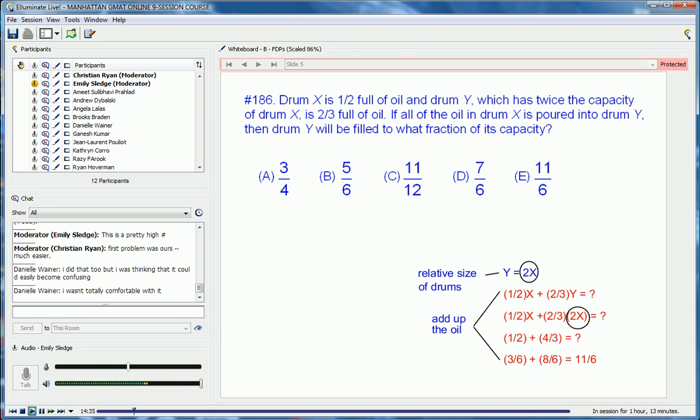I substituted for Y in that second row here. Then it's basically a fraction problem. 2/3 times 2 is 4/3. I've got to go to a common denominator, and I get E as the answer. What do you all think? If someone wants to respond to this, raise your hand. Let's see if someone on the mic.